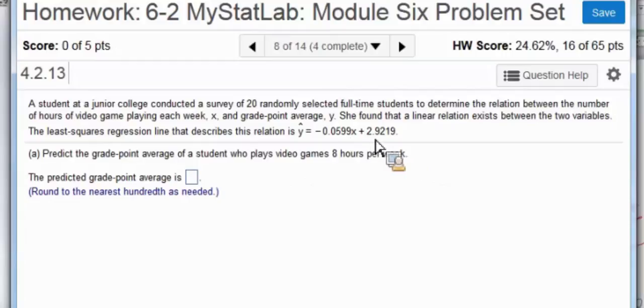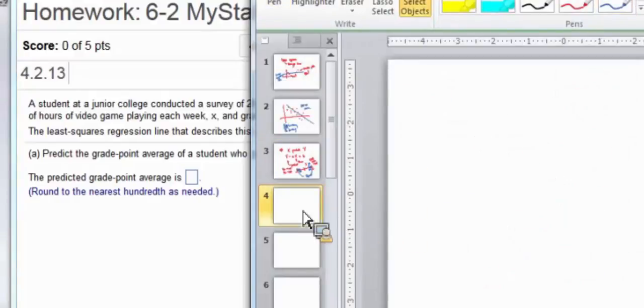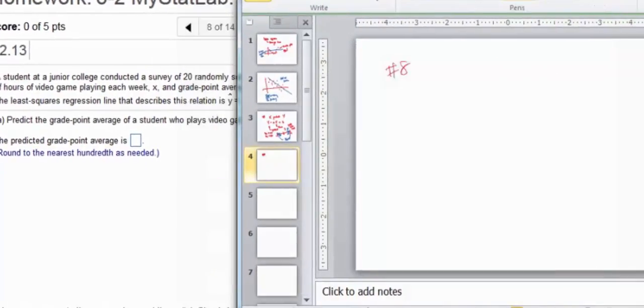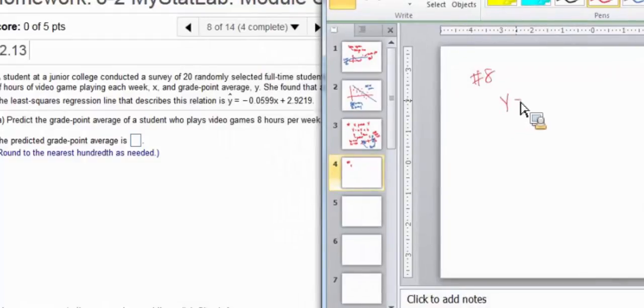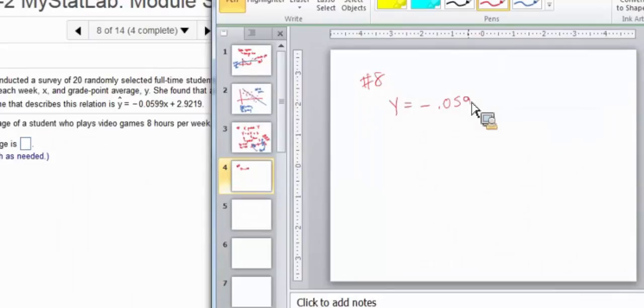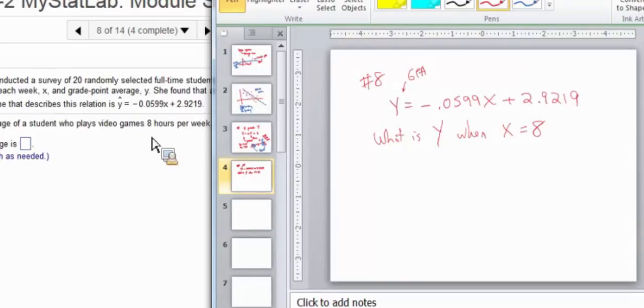Okay, so a negative slope means as x goes up, the grade point average goes down. Predict the grade point average for somebody who does 8 hours per week. So this is problem 8. The equation was y equals minus 0.0599x plus 2.9219. The question is, what is y? Y is the GPA when x is 8. This is video games, 8 hours.